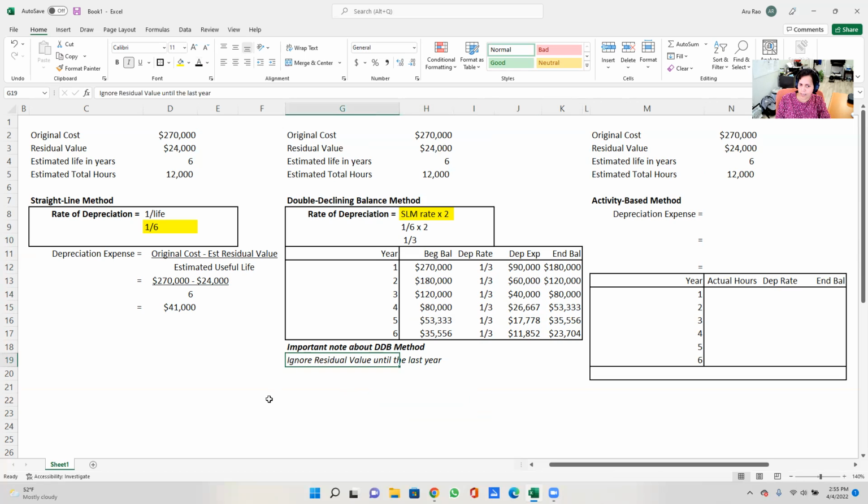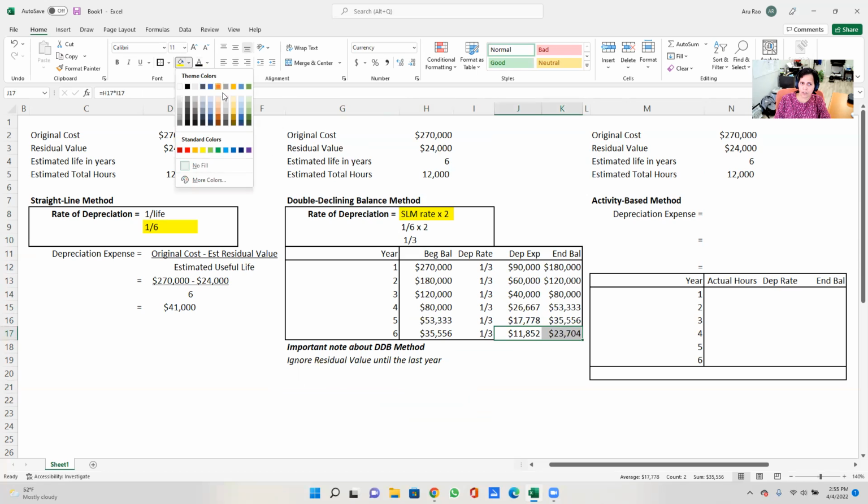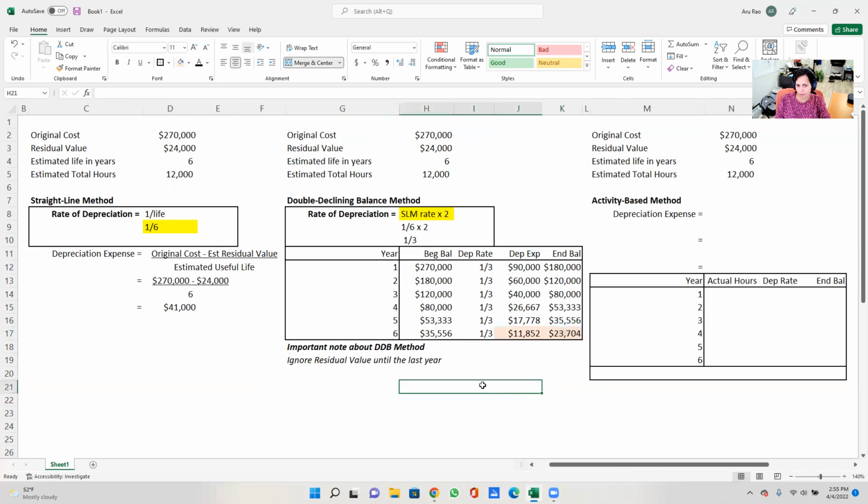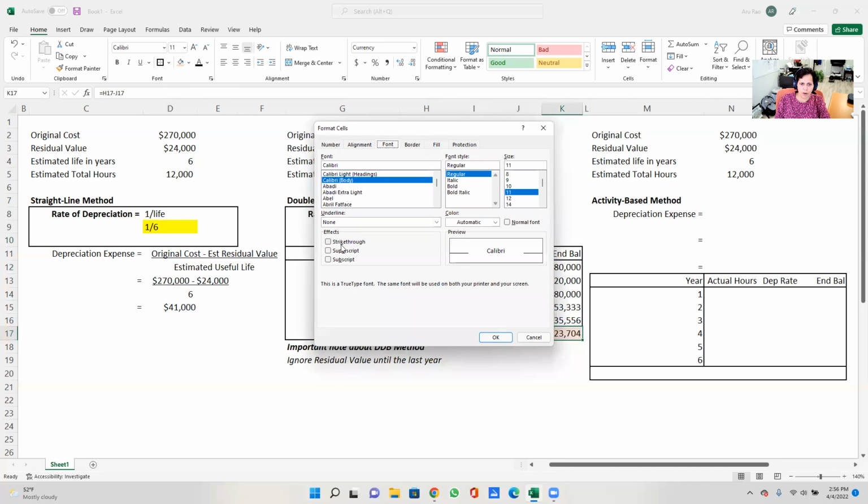Now, if you recall that note, I said ignore the residual value until the last year. We have now come to the last year. So let me highlight this over here and show you what we are looking at now. In the last year, I need to look at this number. If I continue the depreciation expense the way I had done before, I depreciated 11,852, dropping the ending balance to 23,700. What did I say? I want the residual value to be 24,000. So over here, what we're going to do is we're going to say, this is not the number I should be using.